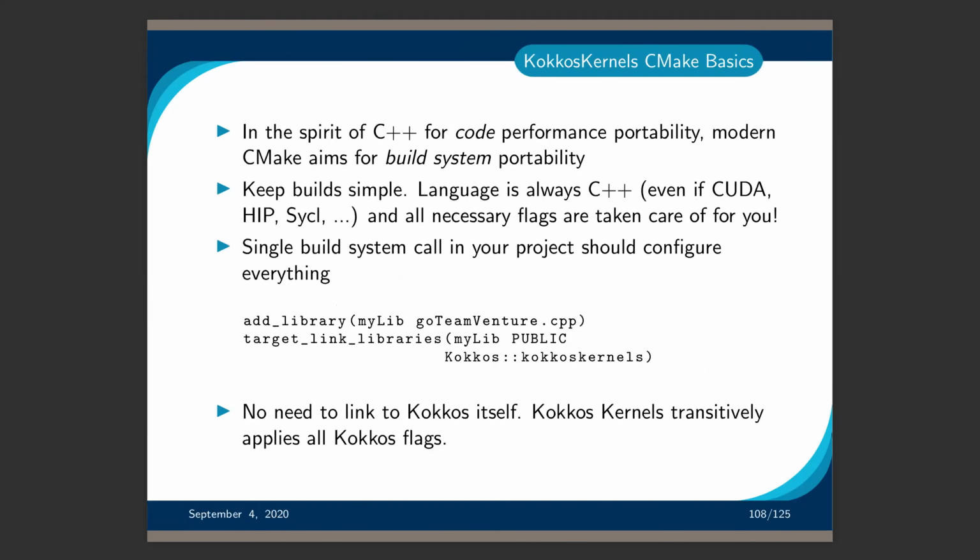With the 3.0 release, Kokkos and Kokkos kernels adopted CMake as the build system, adopting modern CMake practices aimed towards build system portability. The goal is to keep things simple, meaning a single build system call in your project should configure all compiler and linker flags. When configuring Kokkos kernels, most settings come automatically from Kokkos, and there should be no need to link to Kokkos itself, as Kokkos kernels transitively applies all Kokkos flags.